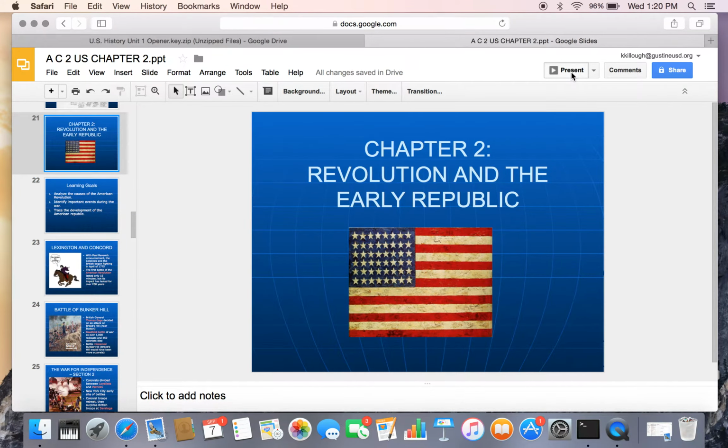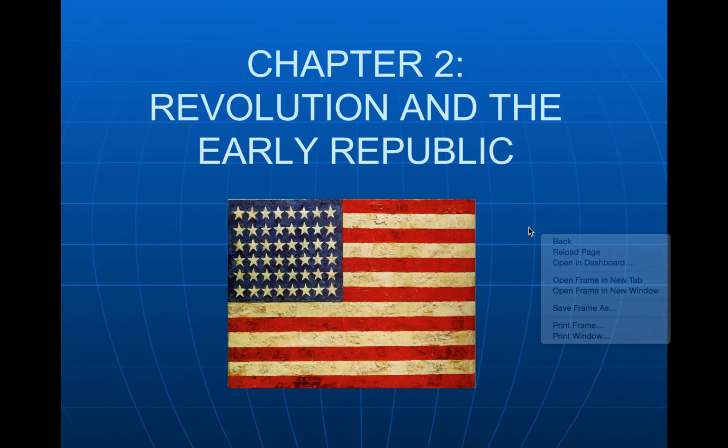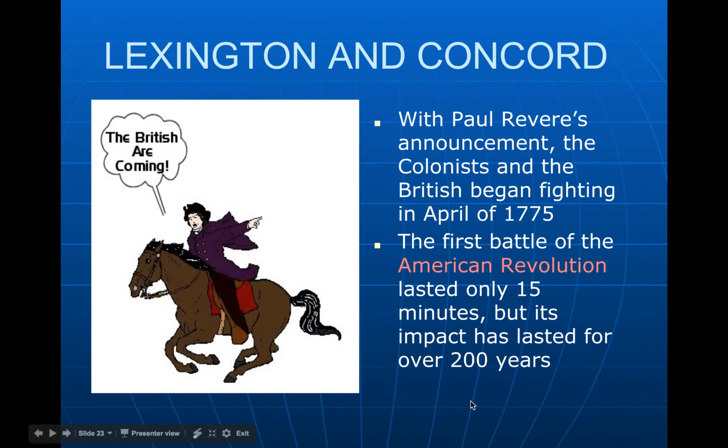Welcome back, U.S. History. We're going to do Chapter 2, Sections 2 and 3 today. Before we get started with these two sections, I just want to remind you of the learning goal. For Section 2, we will be focusing on identifying important events that took place during the war. And then for Section 3, we're going to trace the development of the American Republic.